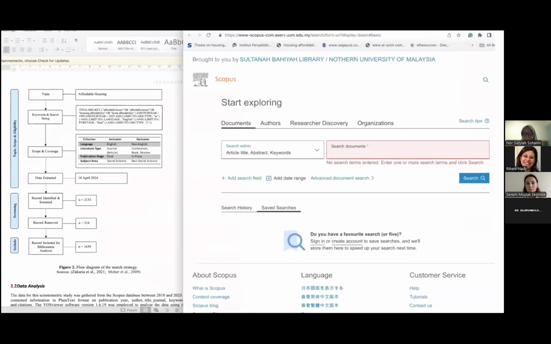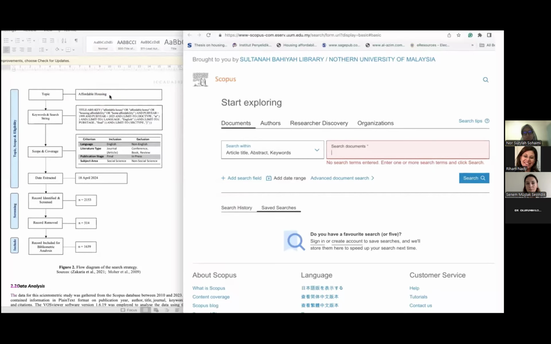Here I show you how we conduct the whole process of the analysis. Basically, in my article, I'm using the Scopus database. In bibliometric analysis, we have four main steps. First, we choose our focus topic, which in my article is affordable housing. After we decide our focus topic, we can start searching.